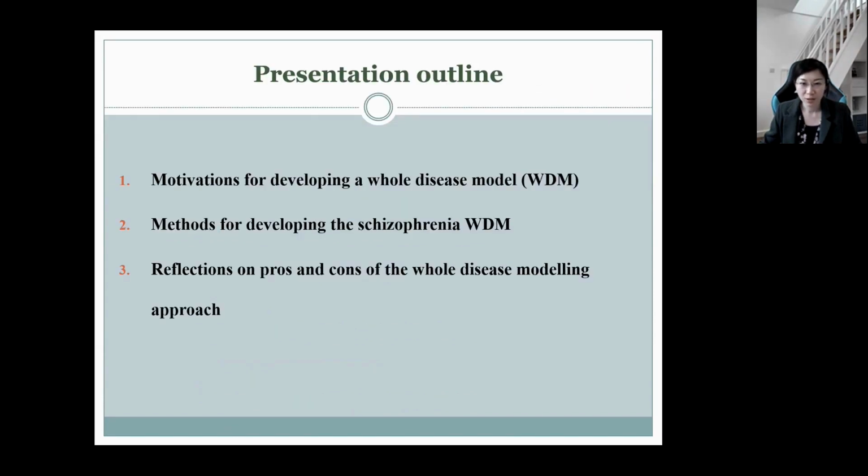Here's the presentation outline. In part 1, I will firstly discuss the motivations for me to develop a whole disease model for schizophrenia service. In the second part, I will briefly describe the methods that are used for developing the schizophrenia whole disease model. In the final part, I will share with you my personal reflections on the pros and cons of the whole disease modeling approach.